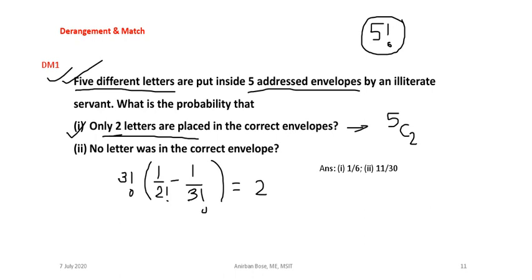So what will be the probability for the first part? Since 5 factorial is the total number of outcomes, that will be there in the denominator.